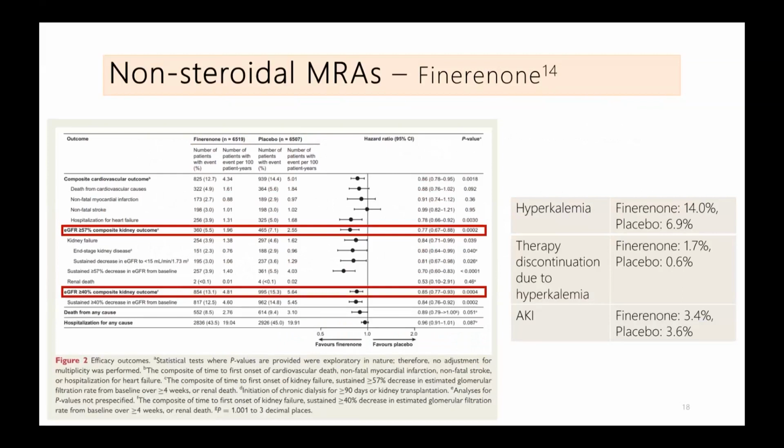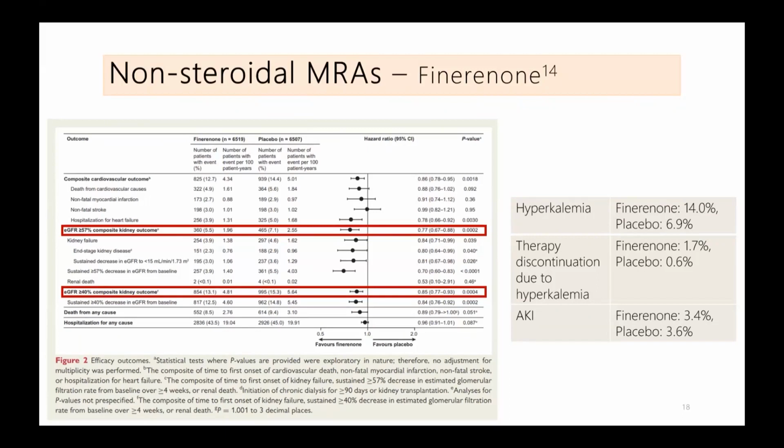For all efficacy outcomes assessed, finerenone performed very well. In particular, I highlighted in red the renal composite outcomes, in which finerenone had a statistically significant reduction in adverse renal events. I also included the adverse reaction data here on the right-hand side of the slide. As you can see, finerenone did come at an increased risk for hyperkalemia, but a relatively small percentage of patients had to stop the drug due to hyperkalemia.